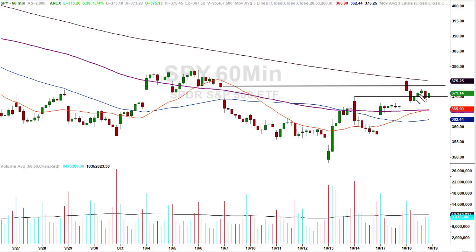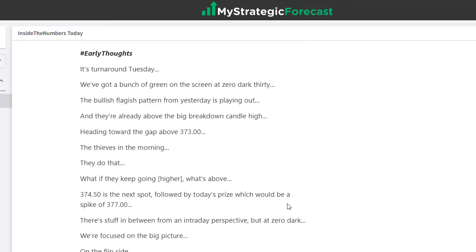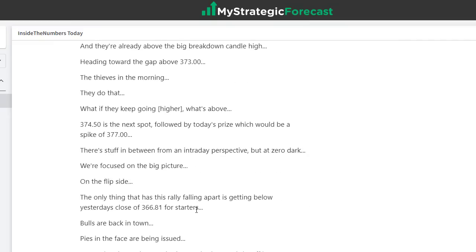And you can see what happened later in the day. While they spiked through it, came up short of the gap, that certainly is an important area among some others you'll see in a moment. Let's skip away a little bit. What are some of the numbers above? What if they keep going higher? 374.50 is the next spot. Today's prize would have been up at 377. They didn't get there, but they could have got there if they so chose in the morning.